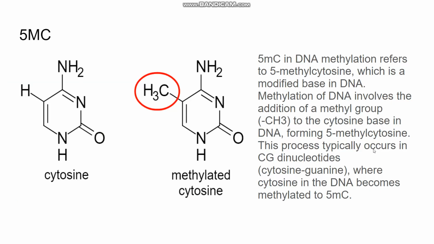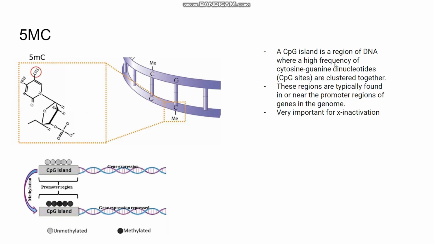Now, this process typically occurs in CpG nucleotides or cytosine-guanine dinucleotides. And if you have a cluster of these, you call them CpG islands. Now, CpG islands are typically placed in promoter regions, mostly. And this is all said because 5-mC occurs not in random places, but mostly in CpG islands and promoter regions. It can also, of course, happen in other places. So this is CpG islands.